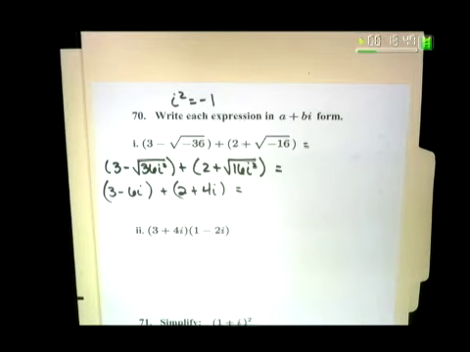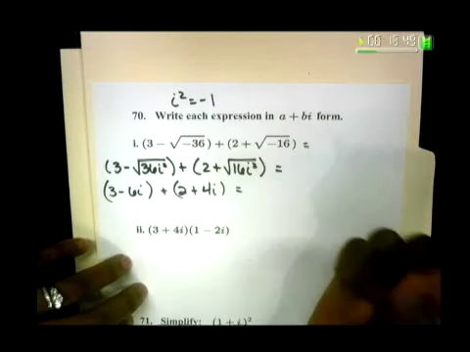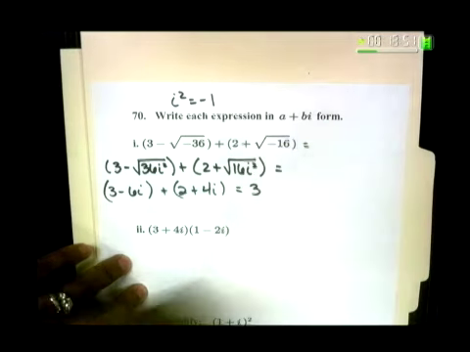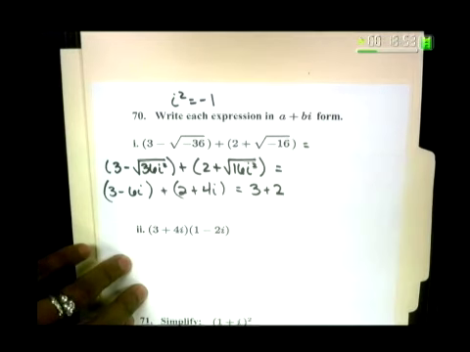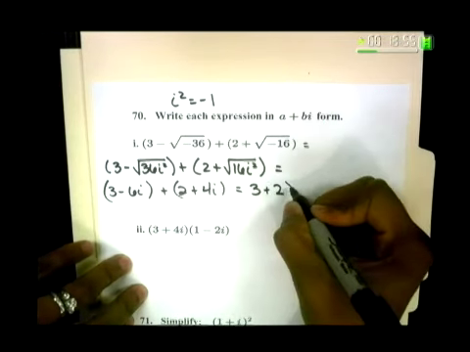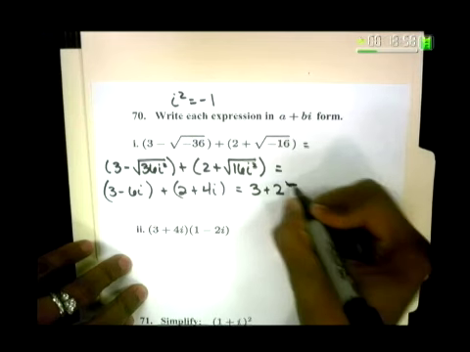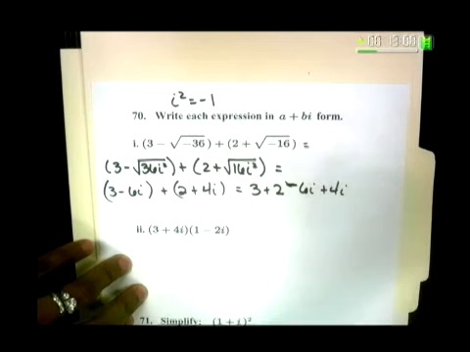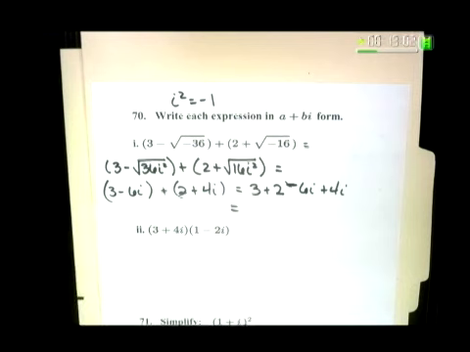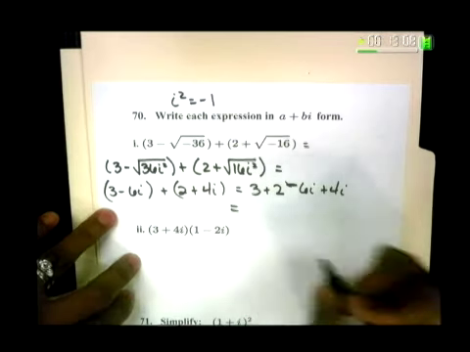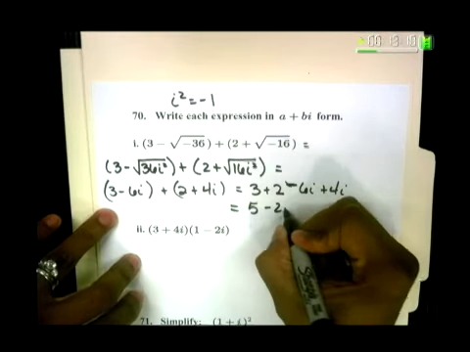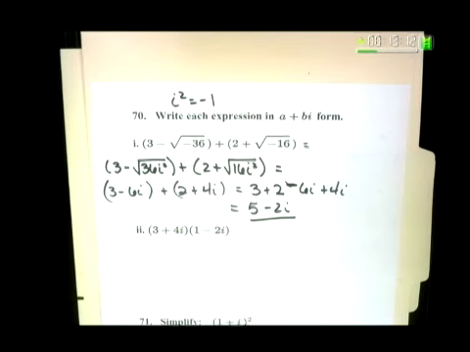Now we have a simple problem where we just need to combine like terms. We combine the 3 plus 2, and then minus 6i plus 4i. In that way, it behaves like binomials. So we end up with 5 minus 2i.